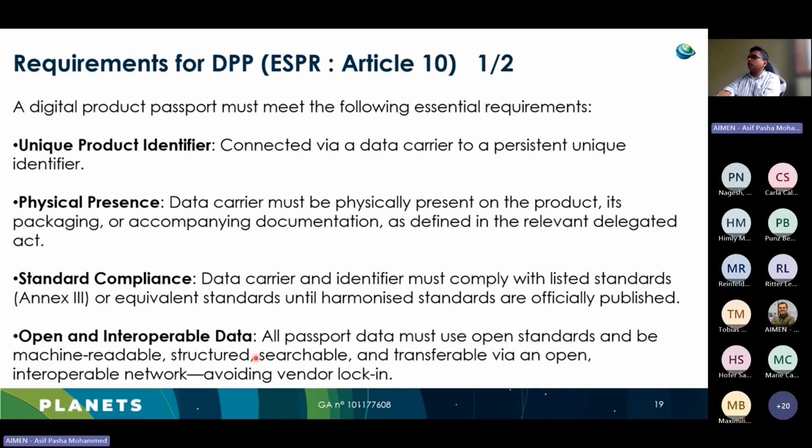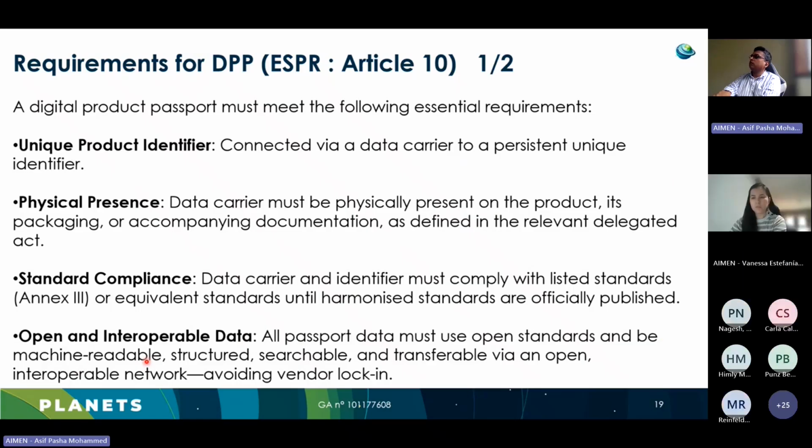And then we have the open and interoperable data. All passport data must use open standards. And again, here the FAIR principles could also come into the picture, in terms of how the data can be readable, structured, searchable, and transferable via an open interoperable network.